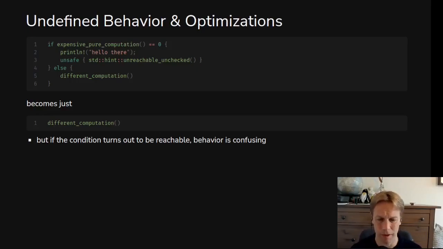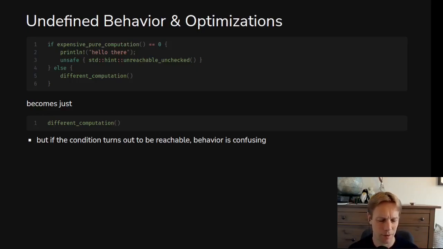The uncertainty here is why the behavior is undefined and not just defined to be something different. Imagine the compiler transforms this block of code into just this bit. But actually, we made a mistake. An expensive pure computation sometimes can return zero. So this thing we told the compiler, that it's unreachable, is untrue. The behavior in that case, if the compiler did these optimizations, is indeed confusing, because it will just do this, and it will never check this thing that you were wrong about, that the pure computation never returns zero. Critically, you won't get your hello there debugging statement. So you'll potentially be really confused about what's going on.